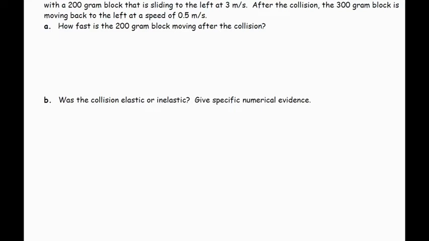So let's look at some of your in-class practice problems. Here I have a 300-gram block sliding to the right across a frictionless floor at 4 meters per second when it collides head-on with a 200-gram block that is sliding to the left at 3 meters per second. After the collision, the 300-gram block is moving back to the left at a speed of 0.5 meters per second. It's really important to pay attention to right and left. I'm going to make right our positive velocity, and left our negative velocity.